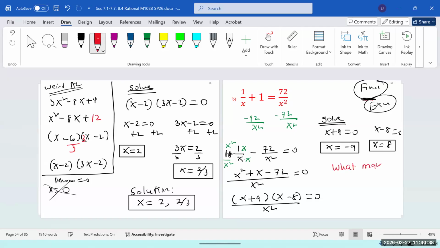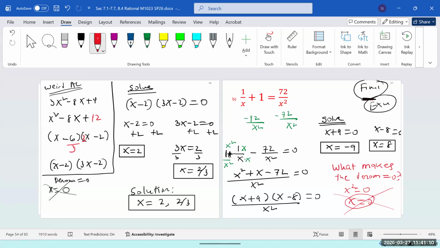What makes the denominator 0? George, what number makes the denominator 0? Your denominator is x squared, right? So what makes the denominator 0? X equals 0 makes the denominator 0. So you cannot have it in our answer. Luckily, we don't have that.